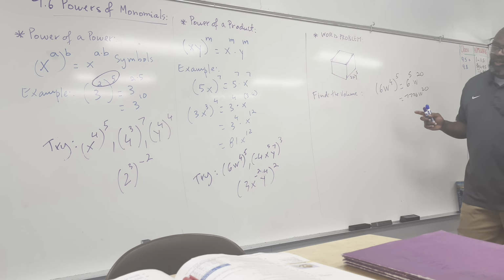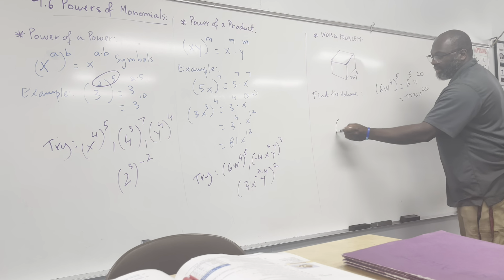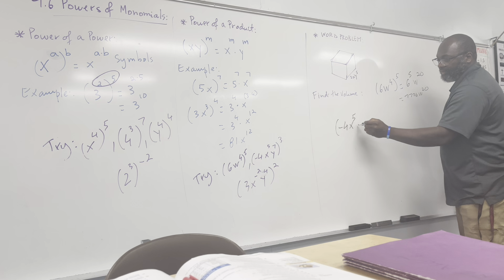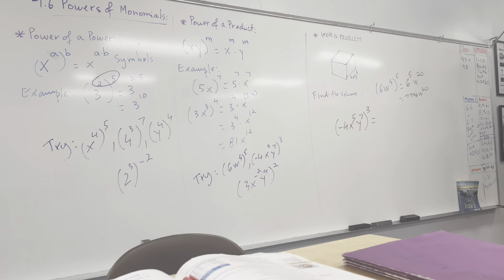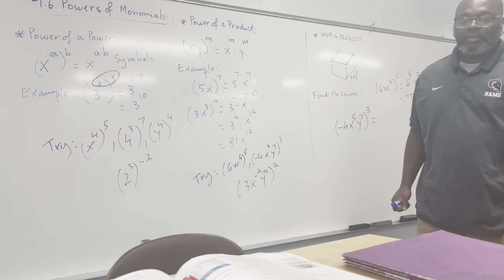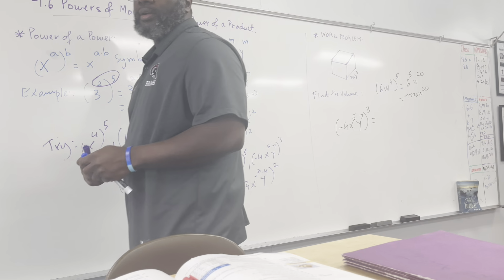Now let's try the next one. I have -4 x to the 5 y to the 7, the whole thing to the power of 3. So let's see what you get on there. So -4 x to the 5 y to the 7, and the whole expression is raised to the power of 3.